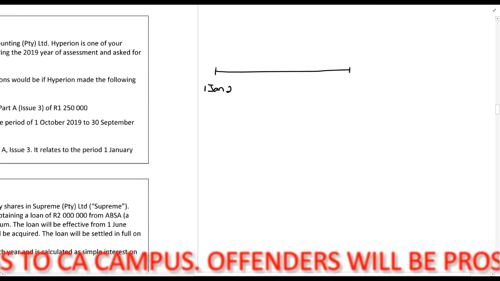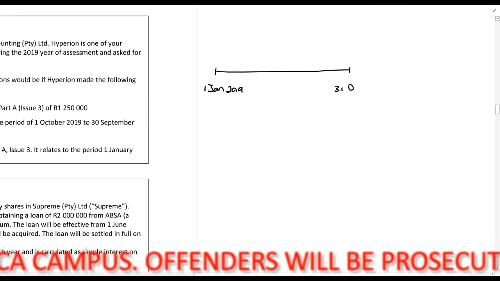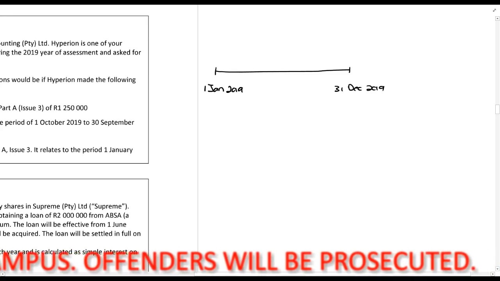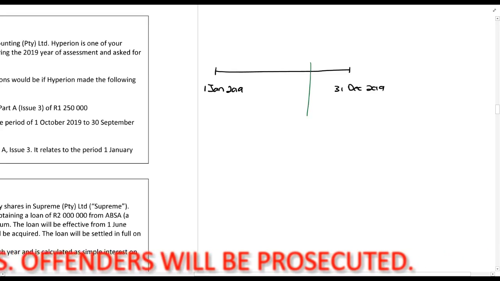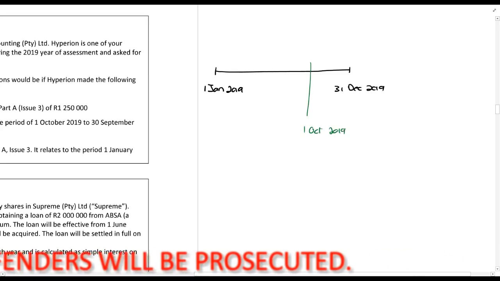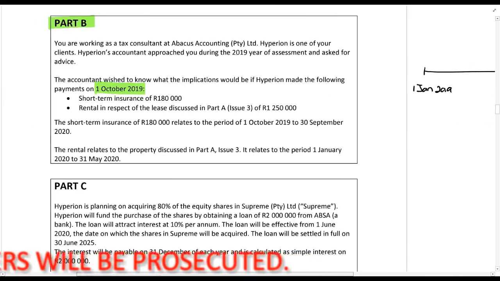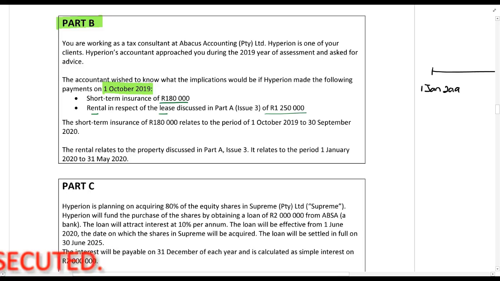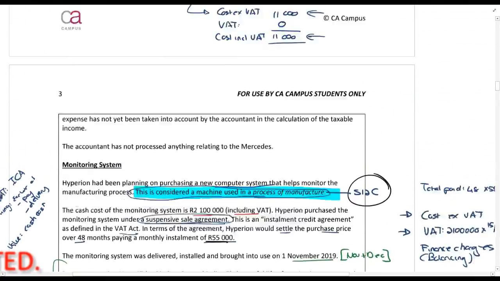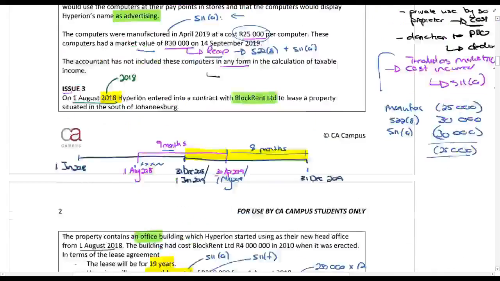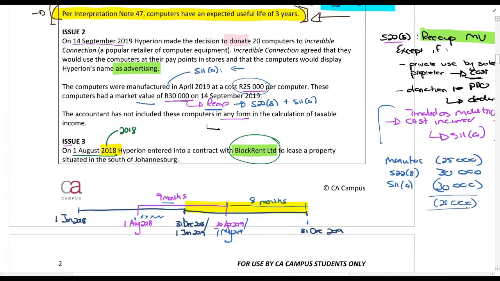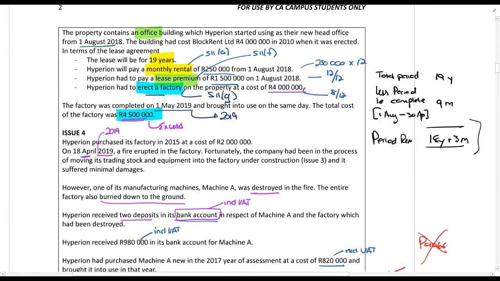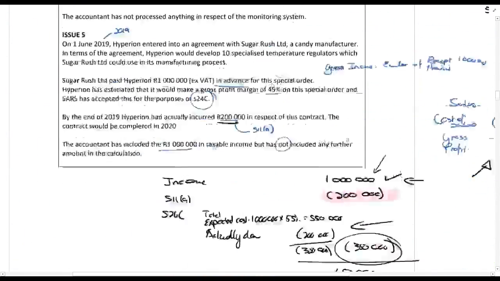So this is just the tax year again, 1st of January 2019 to 31 December 2019. They're asking a question here. If on the 1st of October 2019 a payment takes place, this payment or payments will be for short-term insurance of 180,000 rands and rental in respect of the lease discussed in issue 3 of Part A. Issue 3 in Part A, you'll remember, is where we leased a property from Block Rent, and we had 250,000 rands monthly rental.